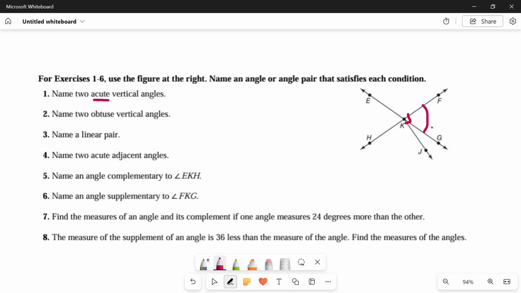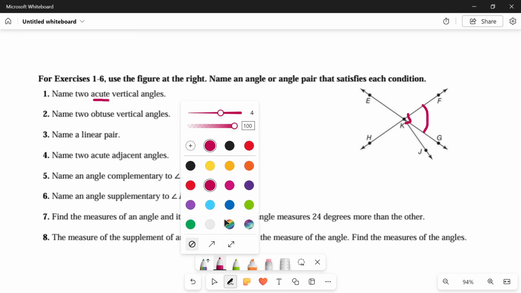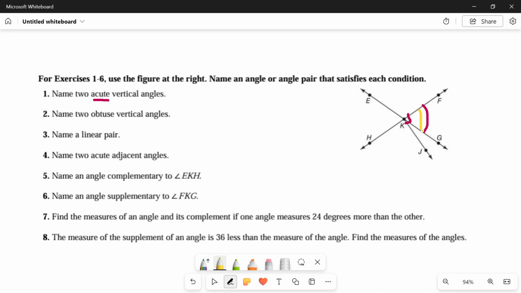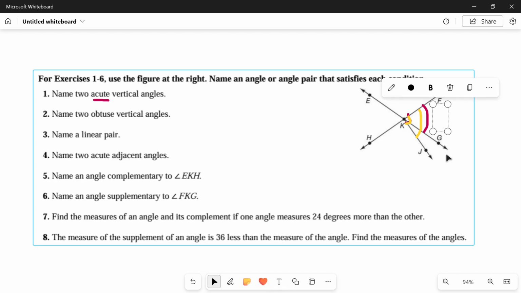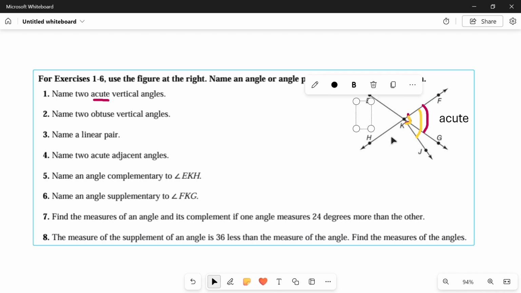This angle is less than, let's go with, this angle. This angle is more, right? So this is a 90. The yellow is a 90 right here. It said it was 90. So that means this red is less than 90, which means it is acute. So this one is acute. And a vertical angle to it is across the intersection. So therefore, another vertical angle that is acute is right here.